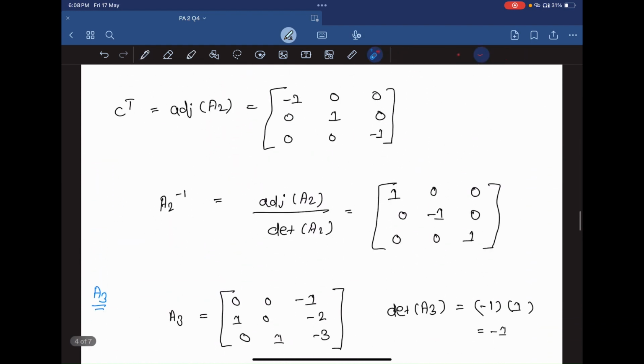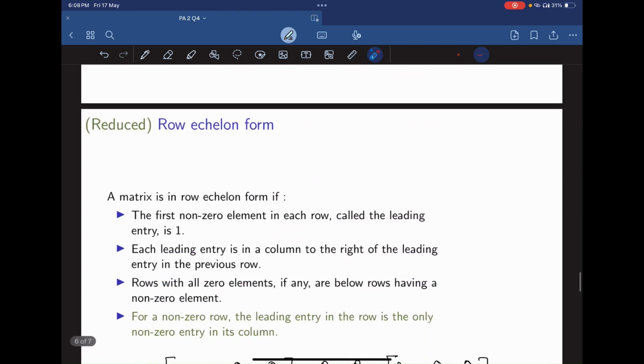Also, one general fact: if we have an n cross n matrix, that is a square matrix, and its determinant is non-zero, then the reduced row echelon form of this matrix will always be the identity matrix of the same order. Thank you.